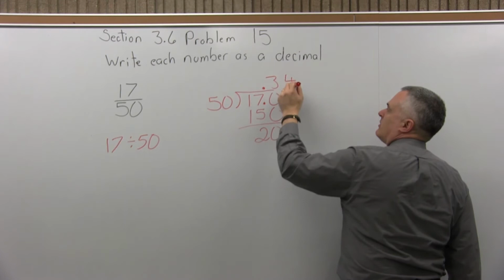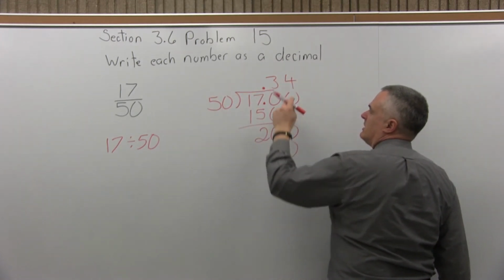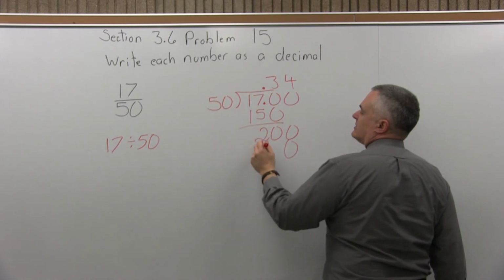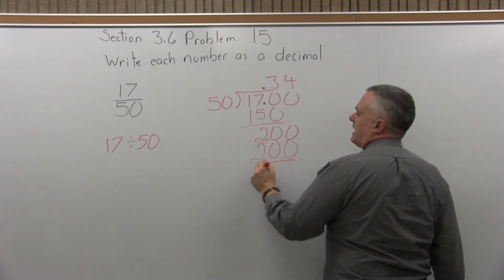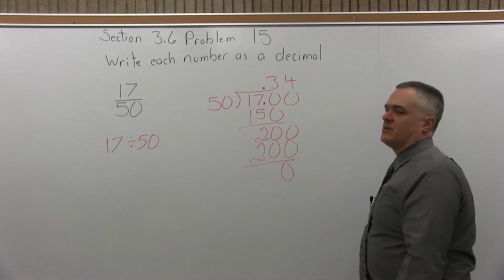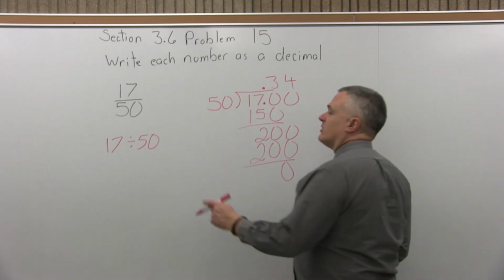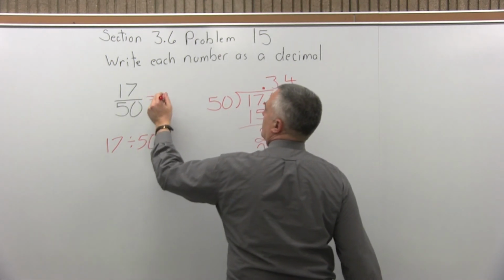So put the 4. Watch what will happen. 4 times 0 is 0. And then 4 times 5 is 20. And now I get 200. So 200 minus 200 remained as 0. So it went in evenly. So the answer is 0.34. The decimal equivalent of 17 over 50 is 0.34.